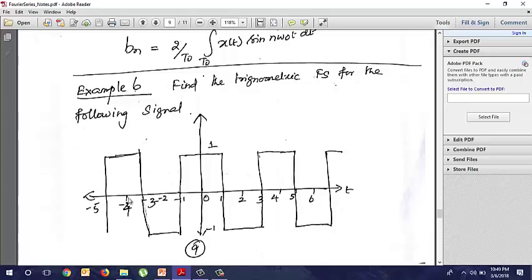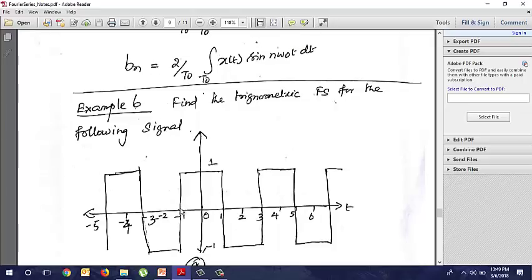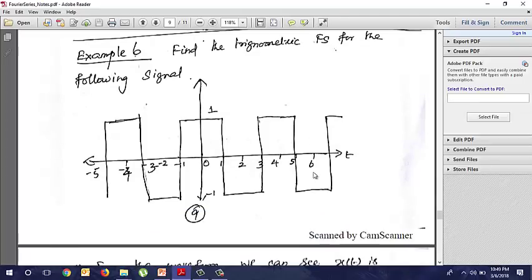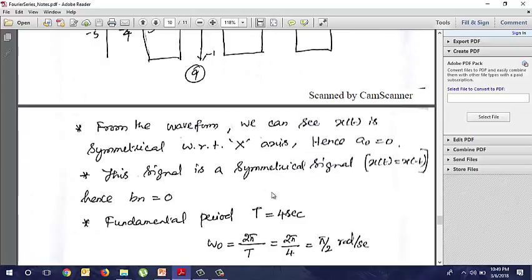Now see this example. Find the trigonometric Fourier series of the following signal. It is a square wave. For this waveform, again first find the period. If you say it starts here, it goes from -1 to +1, and then it is negative for 2 more units. So it is 1, 2, 3, 4, T is equal to 4. From this waveform you can find that T is equal to 4 and omega naught is 2 pi by T, so it is pi by 2.